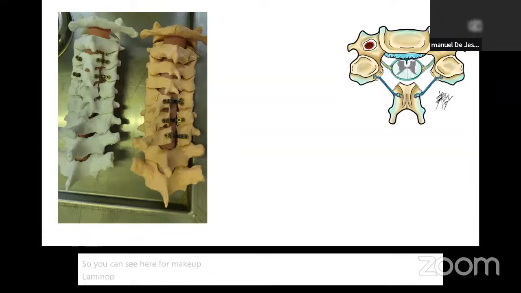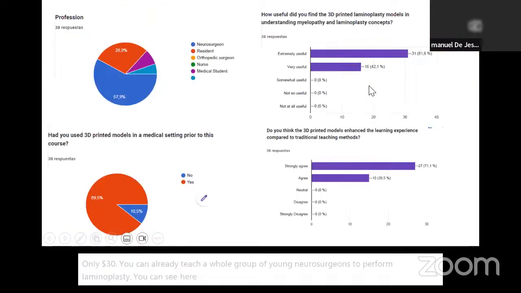laminoplasty model. It is very easy, very affordable, and very cheap. I can use the word affordable, but no, I can say cheap, because the cost to make full cervical models, let's say at least five or six cervical models, can be $30. Only $30. You can already teach a whole group of young neurosurgeons to perform laminoplasty. You can see more illustration here.